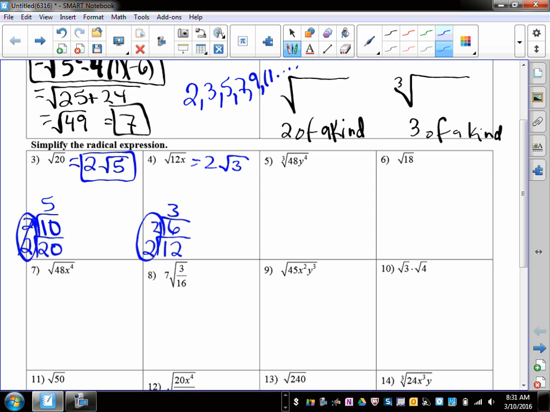And now let's take a look at our variable. We have just one x. Do I have a pair of x's? No, so it also has to stay under your square root. And make sure your square root extends all the way out.